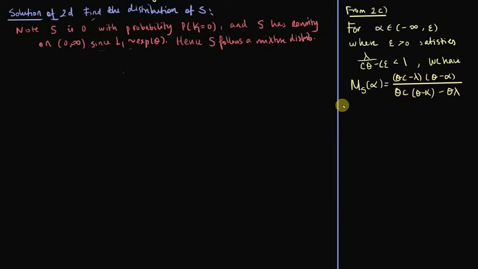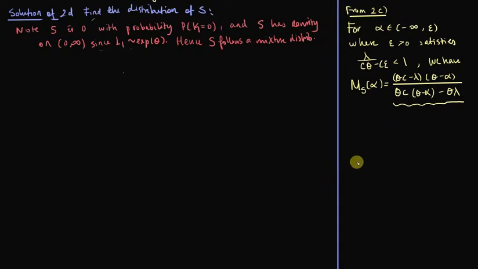We now consider the solution of 2D, where we wish to find the distribution of S. From 2C, we found an expression for the moment-generating function of S, which we found to be finite on some neighborhood around 0. And there we got the expression like this. Now, in order to be able to recognize the moment-generating function for some distribution, it requires that we also think a bit about the distribution of S.